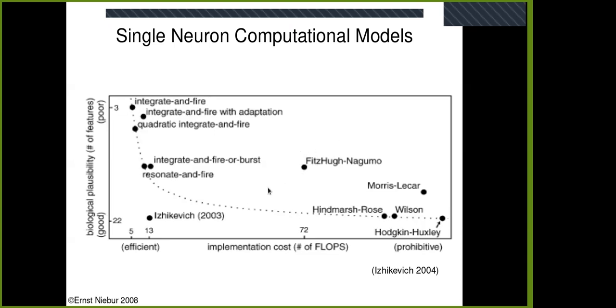So there's some outliers here. There's one more outlier. This is his own model, and he says it's very cheap but still very good. And we're going to talk about that in a few minutes.